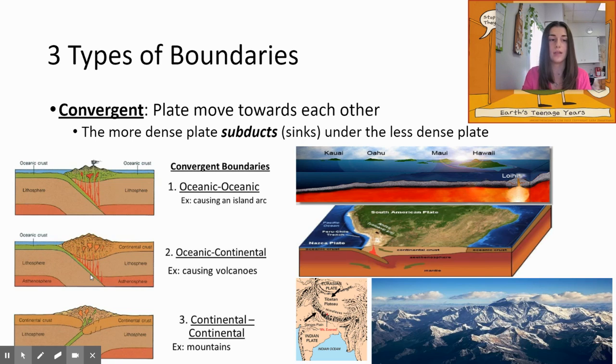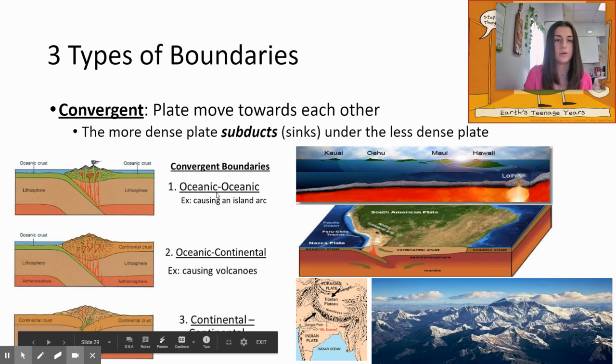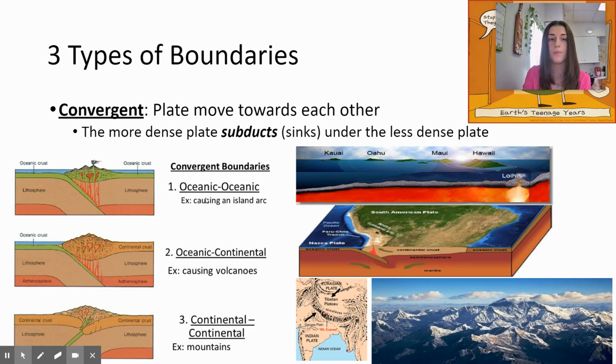So this collision creates volcanoes, but also the magma that we see come out of volcanoes comes from this oceanic crust melting, then it rises up and comes out of volcanoes. And this also happens in the oceanic to oceanic example, because both form volcanoes, but the oceanic to oceanic forms island arcs, which means volcanoes that are in the middle of oceans. And the oceanic to continental just causes regular volcanoes. An example of this is Mount St. Helens, which is a big volcano.